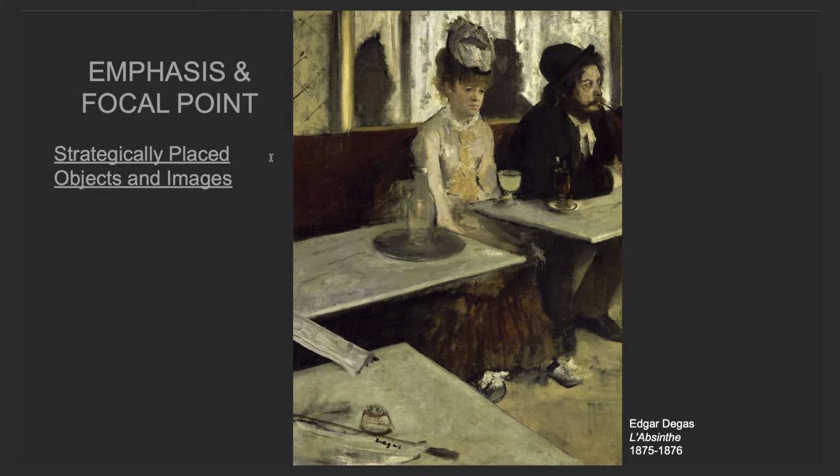Strategically placed objects can be a focal point. This painting has perhaps two focal points, one of which being the giant glass of absinthe, and the other being the very drunken look of that woman's face. So it's the relationship between those objects that create a focal point.